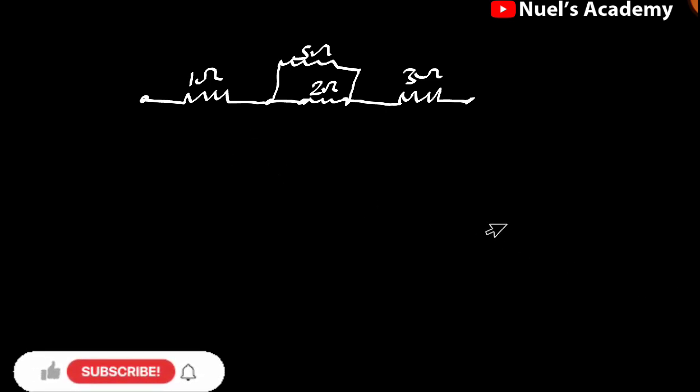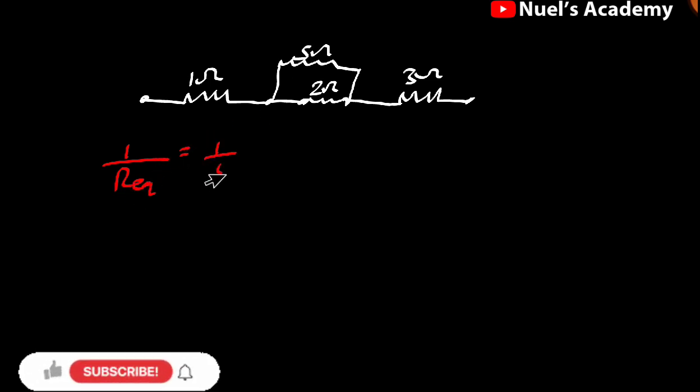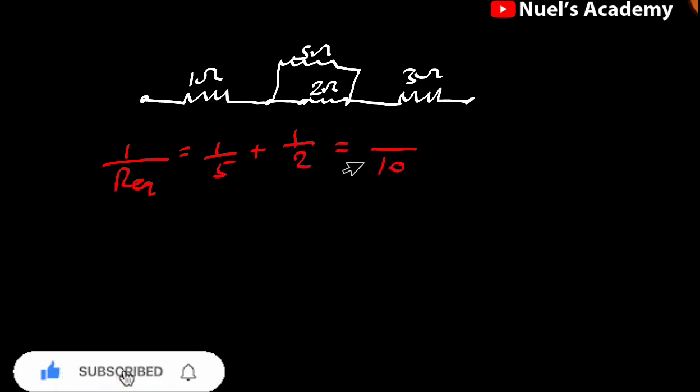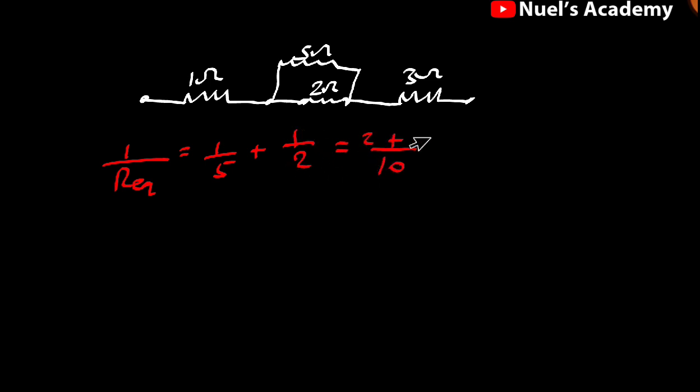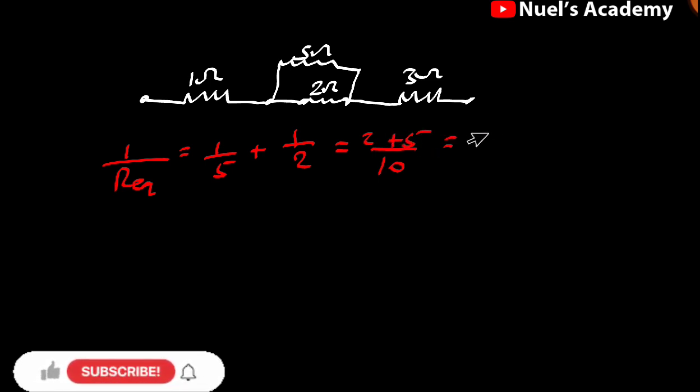And the first thing we're going to do here is to focus on this parallel connection and then reduce it. So we have that 1 over the equivalent resistance in parallel is equal to 1 over 5 plus 1 over 2. And the LCM of this is equal to 10. 10 divided by 5 is 2, then plus 10 divided by 2 is 5, times 1 is 5. Now 2 plus 5 is equal to 7 divided by 10.